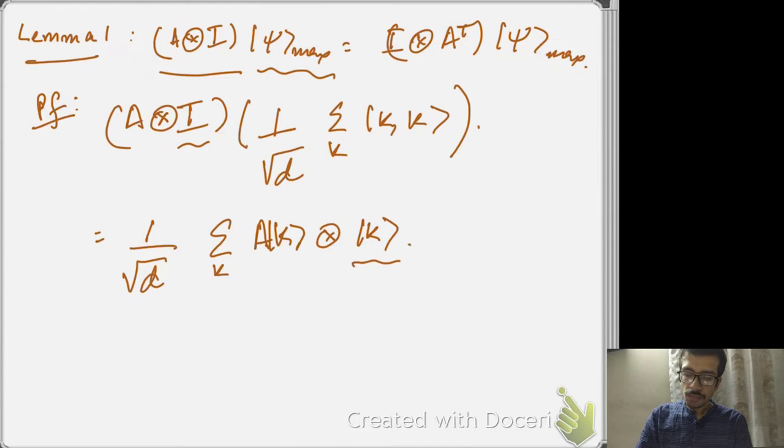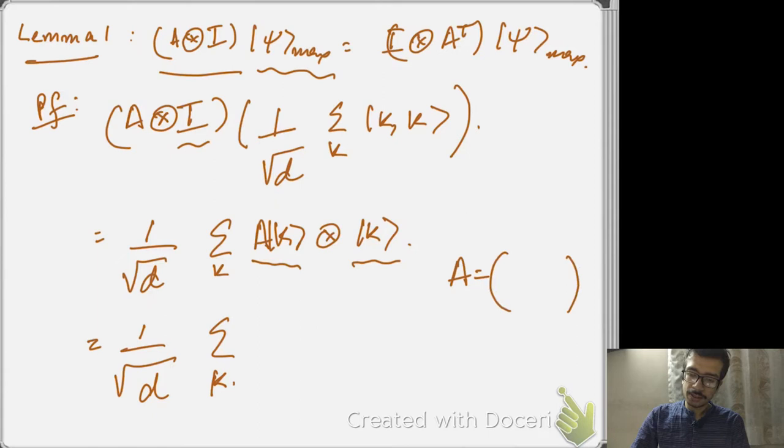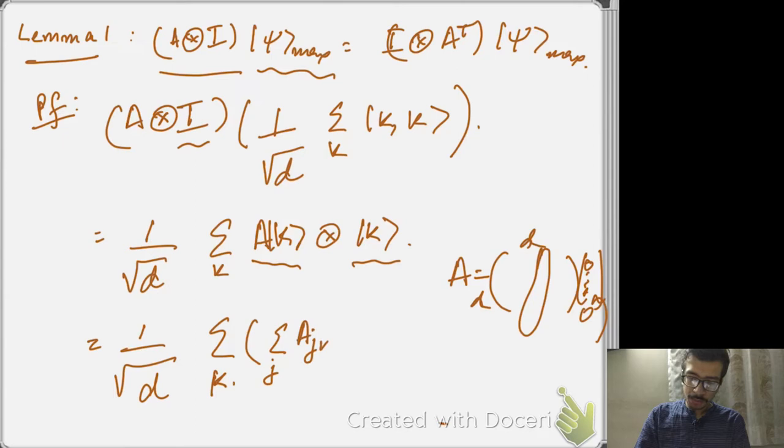And now what happens when A acts on ket K, right? So A is a square matrix of size D cross D, and ket K is like a one hot vector with one in the kth position. So when I multiply this, I'm going to pick out the kth column of A, right? So here, I sum over all the rows j and I choose the kth column, a_jk ket j. This thing is tensored with ket k.